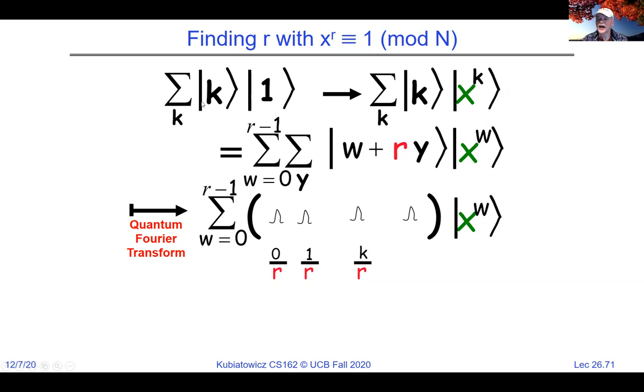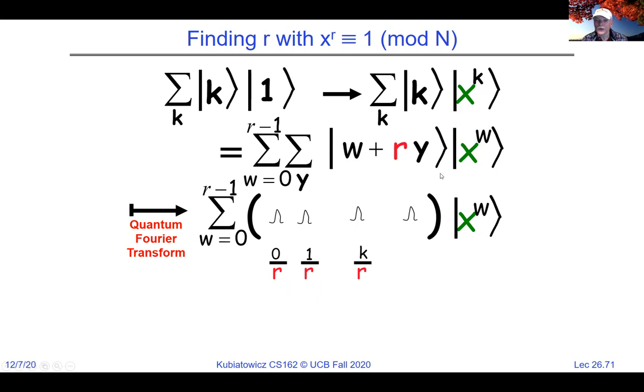If I take a bunch of values and I compute x to that value, and I add them all together as a superposition, and I do a Fourier transform, what I'll find is that x to the r congruent to one, as I have r go through all its possible values, is going to be a periodic function. Why? Because if x to the r is equivalent to one, then x to the two r is equivalent to one, x to the three r is equivalent to one.